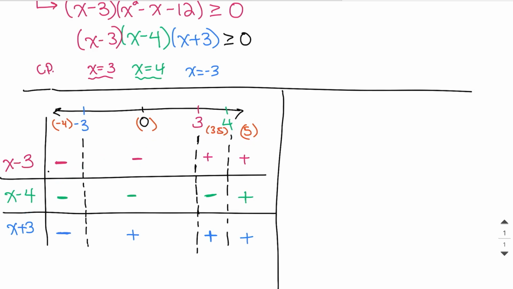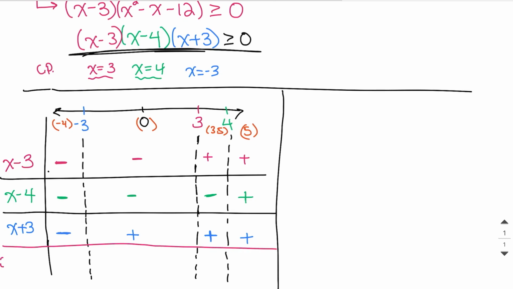So now I'm going to extend this a little bit more because what's happening here is that this entire inequality that I'm looking at is the product of x minus 3 times x minus 4 times x plus 3. I'm going to squeeze this in.